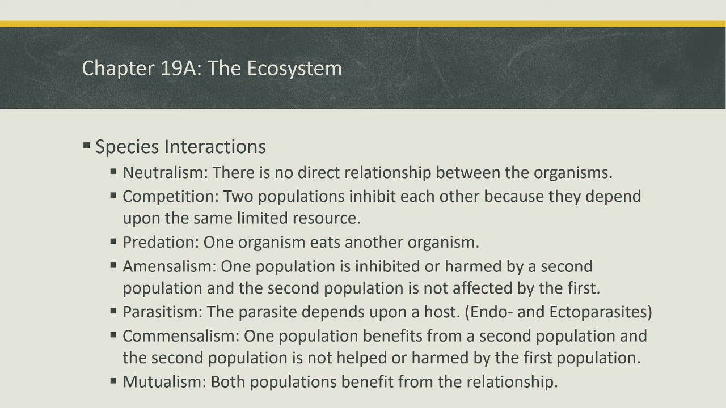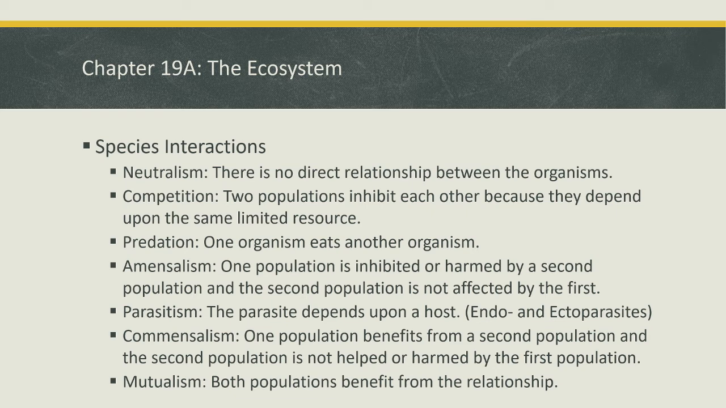So that might be, if there's a particular type of fruit that grows on a plant and there are two different organisms that rely on that for their primary food source in that area, there's competition for that limited resource. Then there's predation. One organism eats another organism. That would be like a lion preying on a gazelle. Lion eats gazelle, predation.